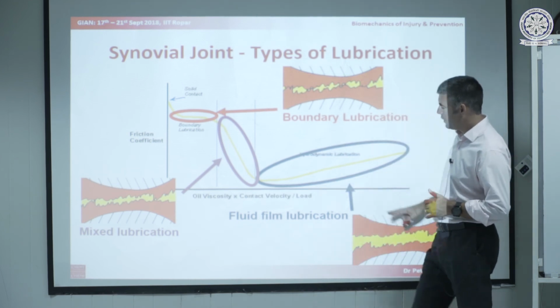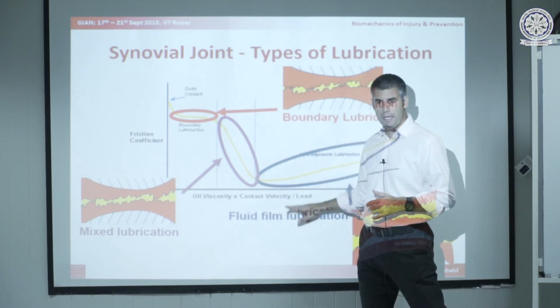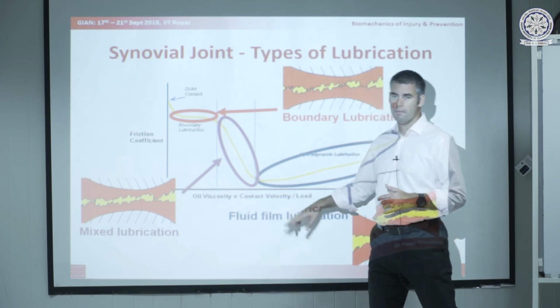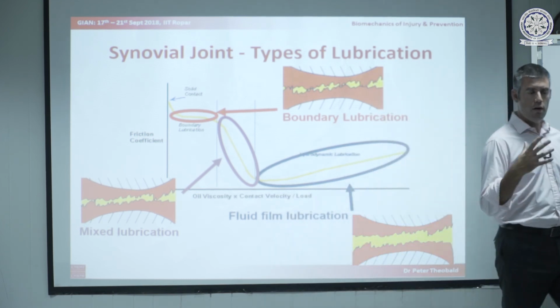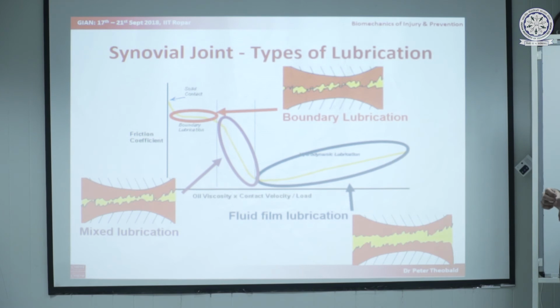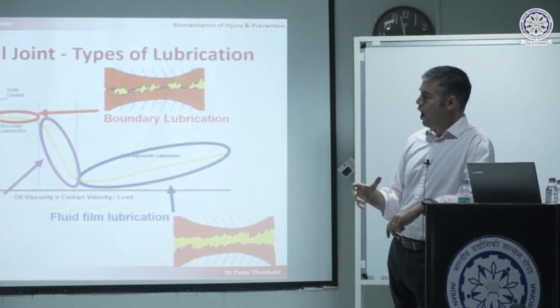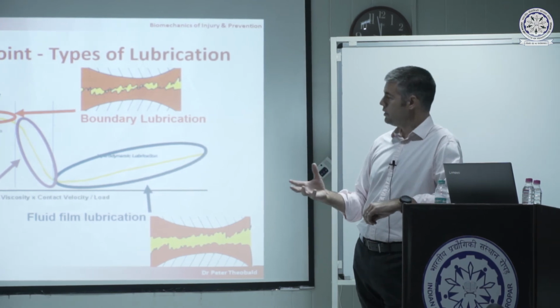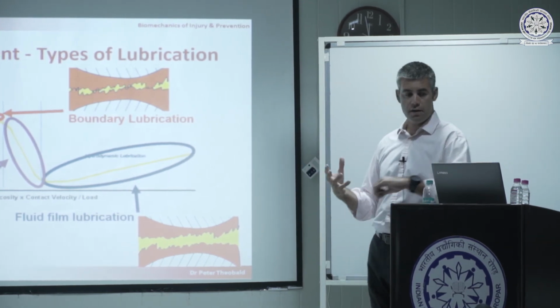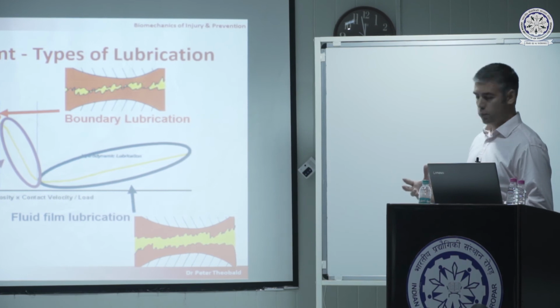Hydrodynamic lubrication, we're not getting anywhere near the speeds that we require to achieve a fluid film consistently between the two surfaces. And so this is one of the reasons why our ability to replace the joint is still so poor, because we still cannot understand quite how the natural joint works well.